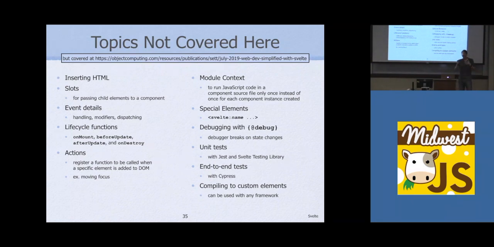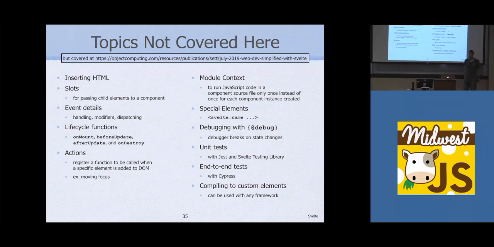Module context is a way that you can say, I have some code that I want to run for this component, but I don't want to run it for every instance. I just want to run it for the component as a whole. It's like a class level sort of a thing. There are a bunch of special elements in Svelte that all start with svelte:. You might want to look into those.